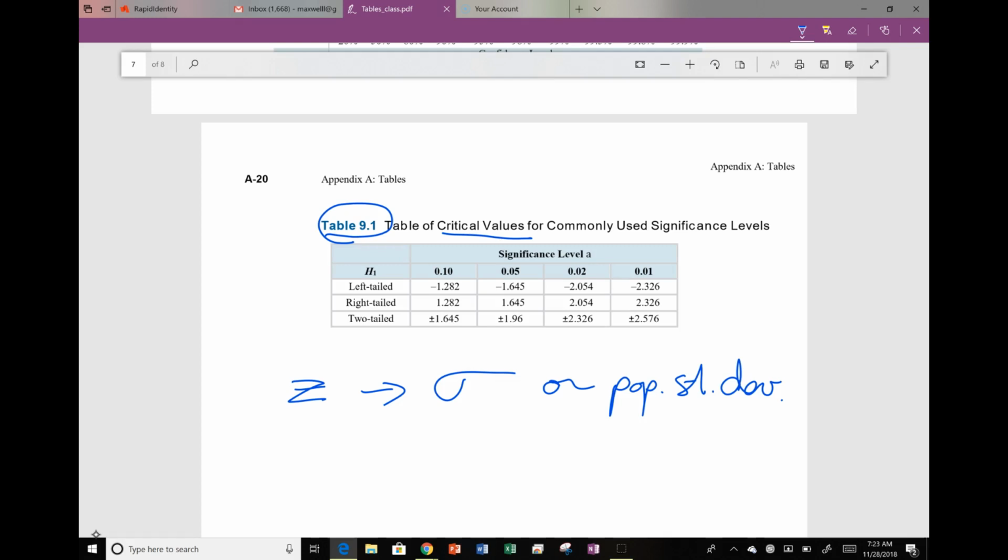Now the two-tailed test is different, because remember, we have to look up 0.05 on our Z chart, because we divide that alpha by 2, and that's how they get the positive and negative 1.645. Now, don't divide your alpha by 2 when you're looking for the critical value of a Z. This chart is only for a Z test when we're given sigma, or the population standard deviation.